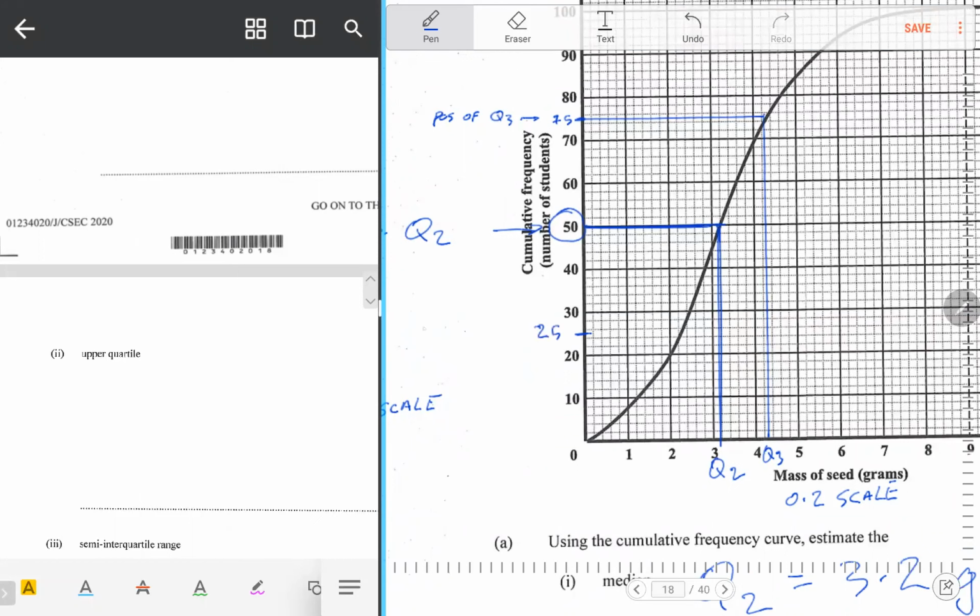That's not the Q, that's just the position of it. That student has the first quartile mass, right? So you come down on the first quartile mass, and you come across on the graph. 2.2.